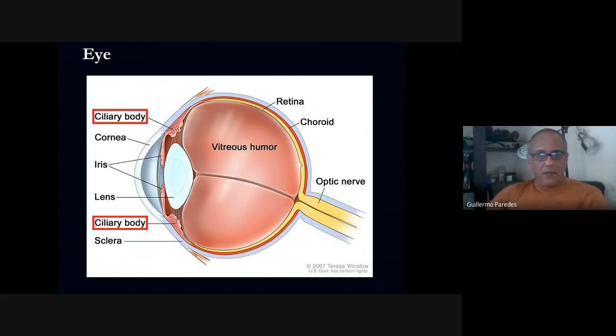So next, we have here the vitreous body. Now we are ready to talk about the chambers. Okay? The chambers are going to be 3 chambers.